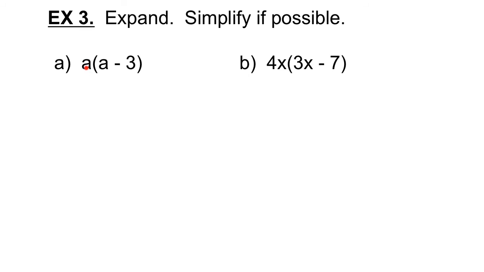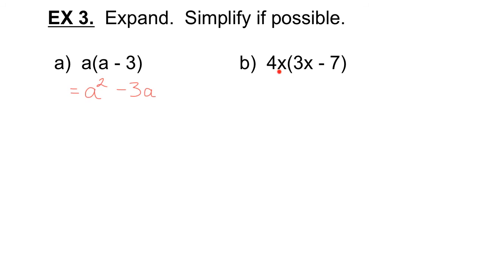So for the first one, a times a is a squared. A times minus 3 is minus 3a. So we have a squared minus 3a. Those are not like terms, so that's as simple as it gets.